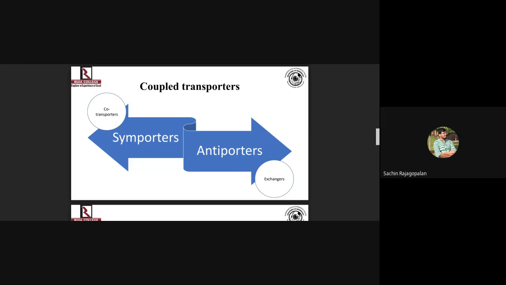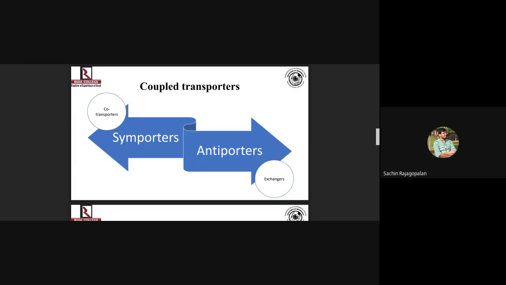While antiporters is an opposite concept. Antiporters also deal with transport of two molecules at the same time, but in opposite directions. So if A is going to move out, B is going to come in. So if A is inside and B is outside, until and unless both A and B bind to the antiporter, it will not begin the transport process, because the transport in opposite directions has to take place at the same time. And hence we call them exchangers.